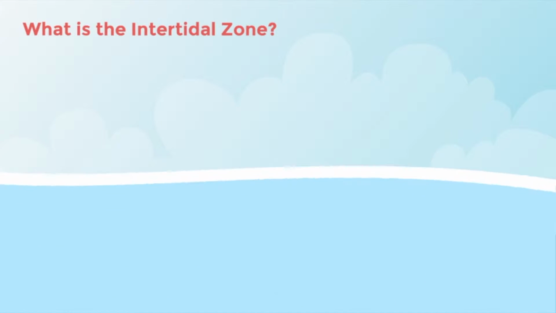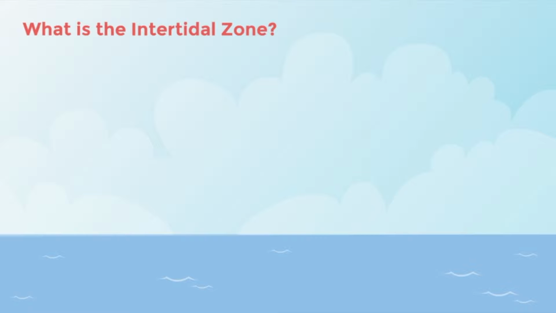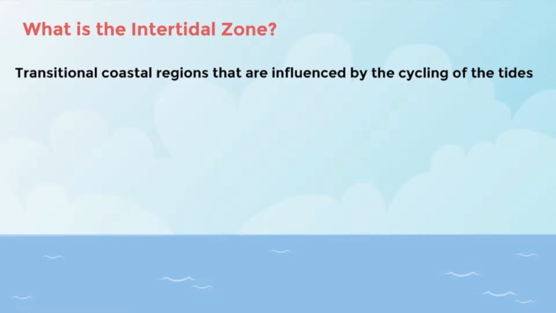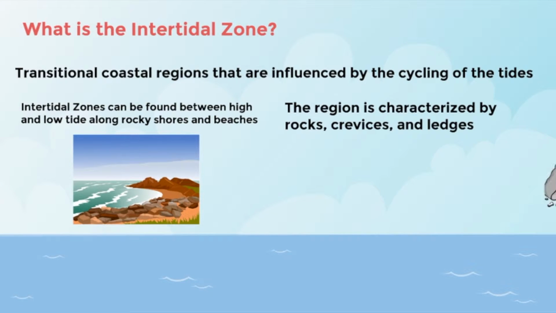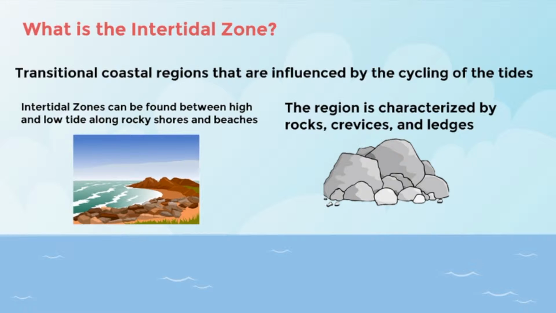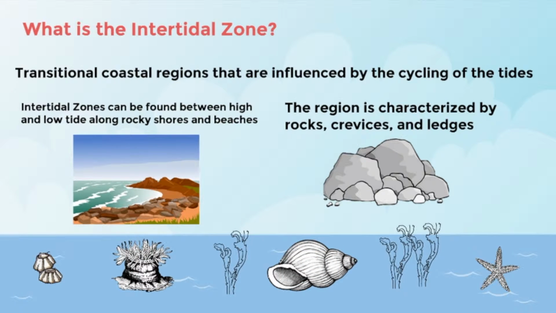What is the intertidal zone? The intertidal zone consists of transitional coastal regions that are influenced by the cycling of tides. They can be found between high and low tide marks, along rocky shores and beaches, and the region is characterized by rocks, crevices, and ledges.